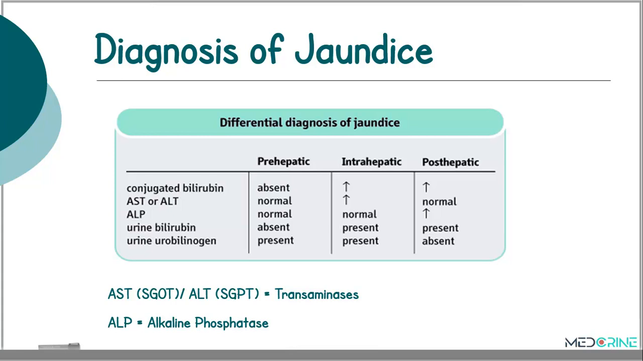And in posthepatic jaundice, which results from obstruction of the biliary tree, you will have normal ranges of AST and ALT levels. And alkaline phosphatase will be normal in prehepatic jaundice because the liver is functioning normally. It will be again normal in intrahepatic jaundice, but will be elevated in posthepatic jaundice. And urine bilirubin will be absent in prehepatic jaundice, but present in intrahepatic and posthepatic ones. And urine urobilinogen will be present in prehepatic and intrahepatic jaundice, but absent in posthepatic jaundice.